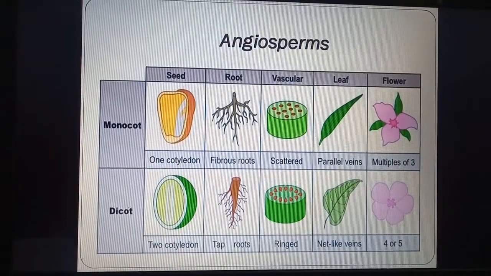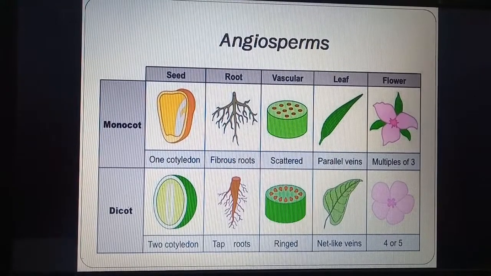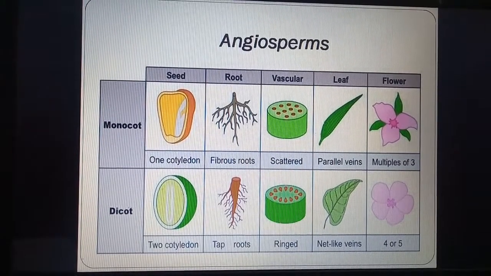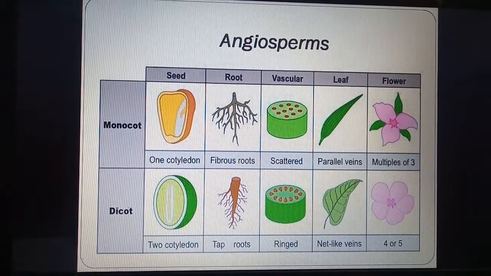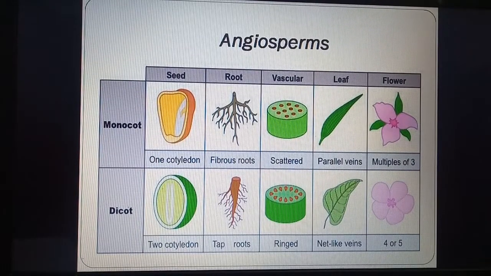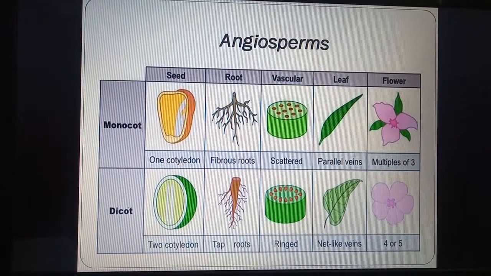The next group is angiosperms. So today we will deal with the main differences between the two classes of angiosperms, monocot and dicot. So first is on the basis of seed. Monocots have only one cotyledon. Dicots have two cotyledons. Cotyledons are seed leaves. They store food. The root: there is a fibrous root. We can see thread-like structures in monocot and a tap root, or a main root, in dicot.